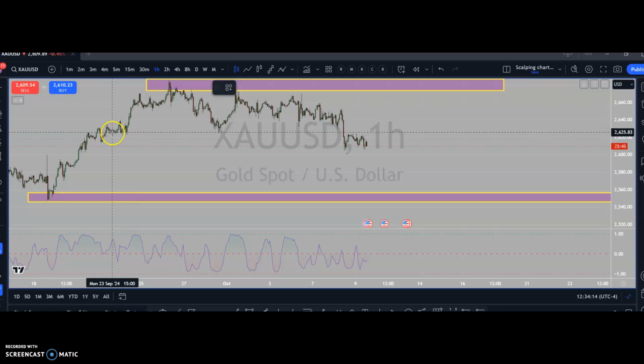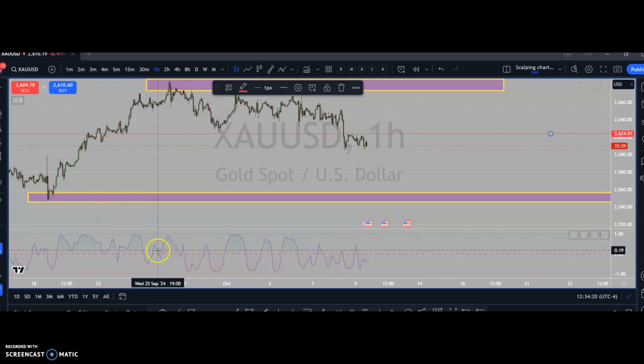So I'm looking for areas where we had 1, 2, 3, 4 major taps as my ceiling because price currently is underneath it. So if I look up, I'm looking up to the ceiling, right?